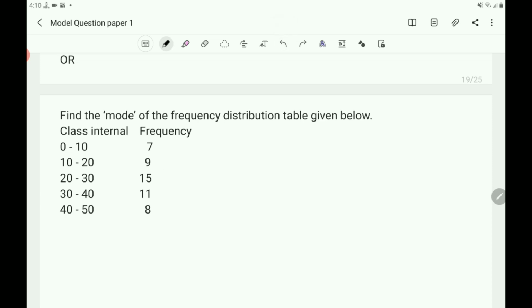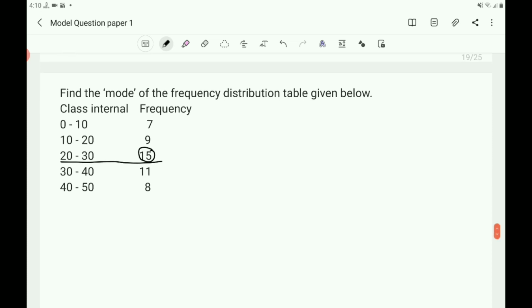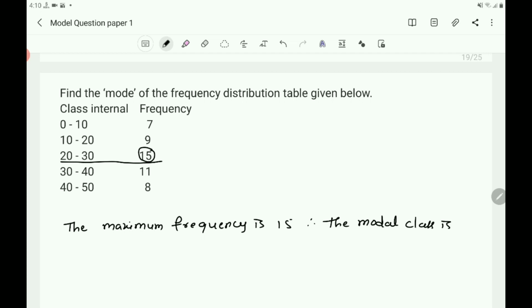Then the frequency which is maximum, that we have to make out. Which is maximum here? 15 is maximum. So this is the modal class. Which is the modal class? 20 to 30 is the modal class. So you write the maximum frequency is 15. Therefore, the modal class is 20 to 30.